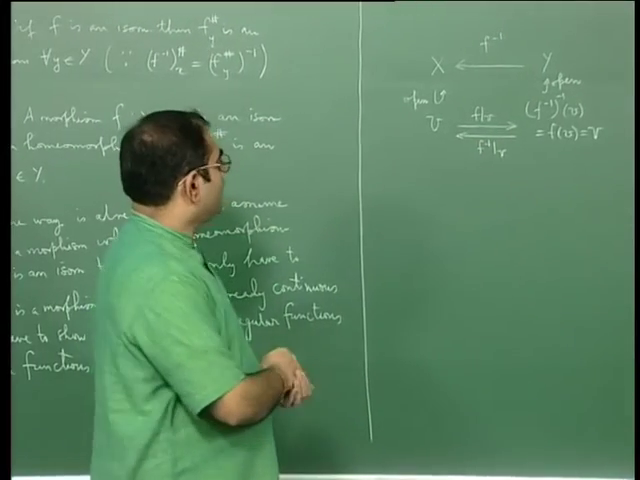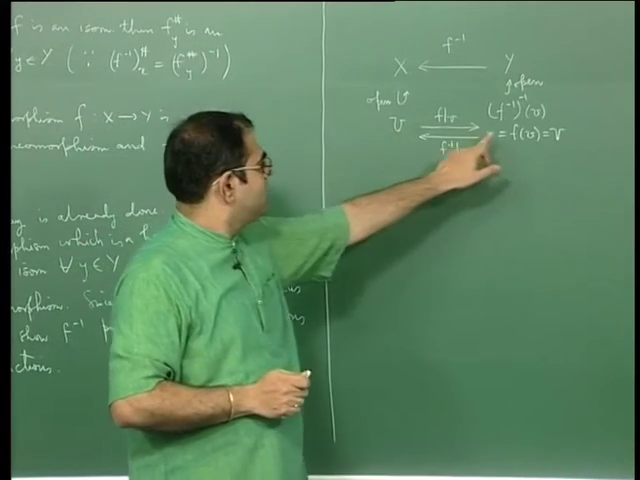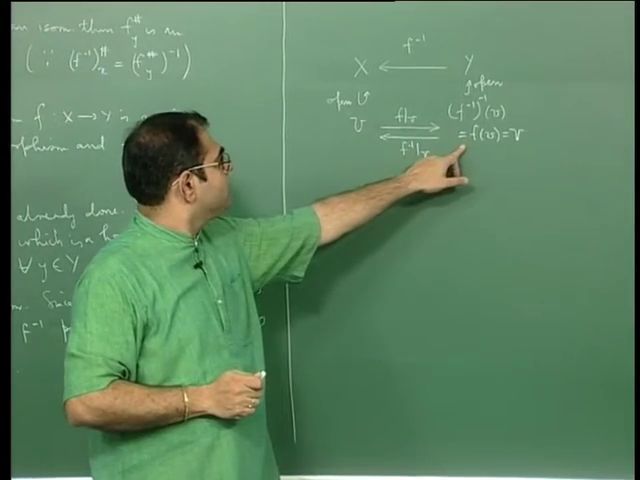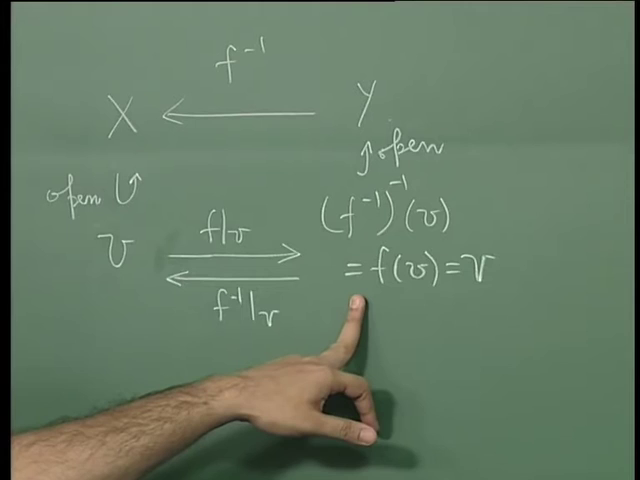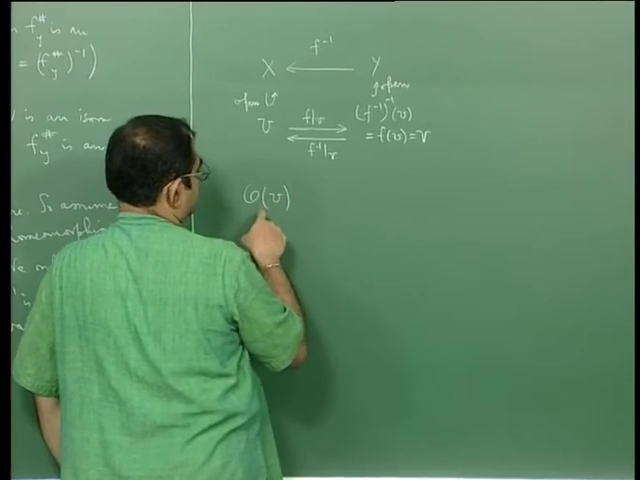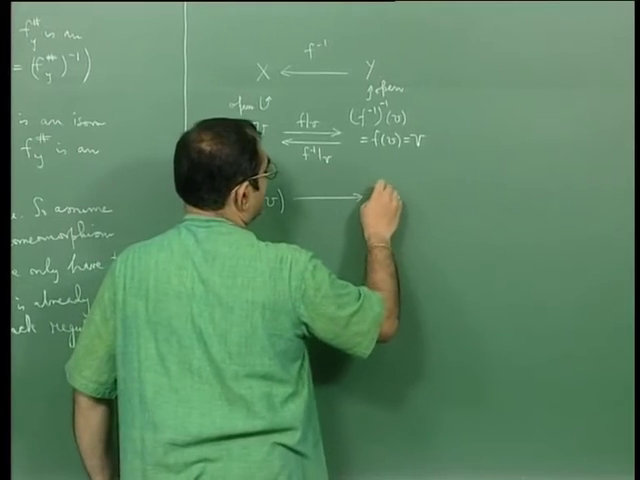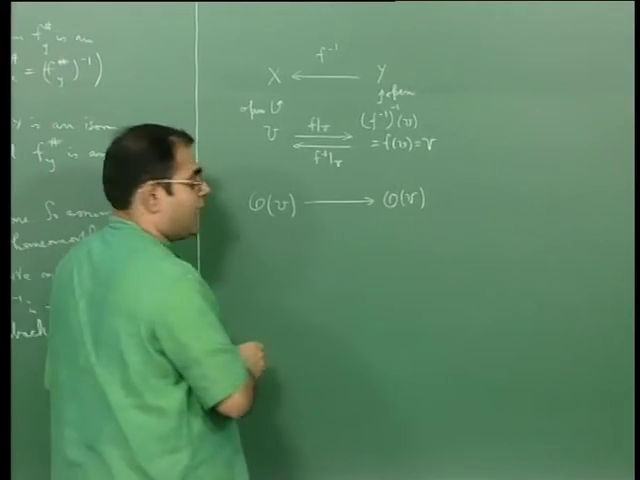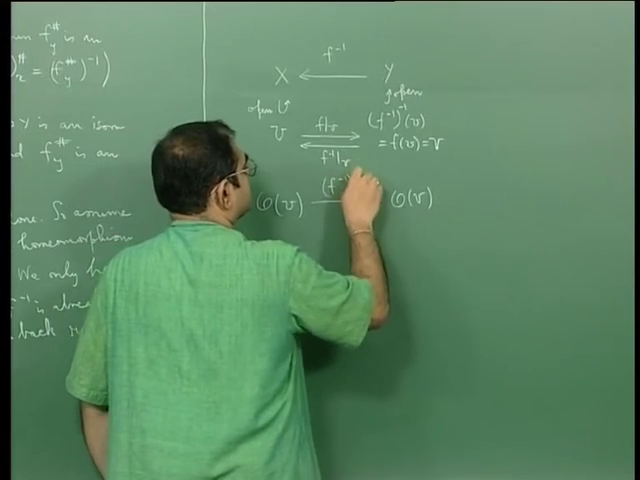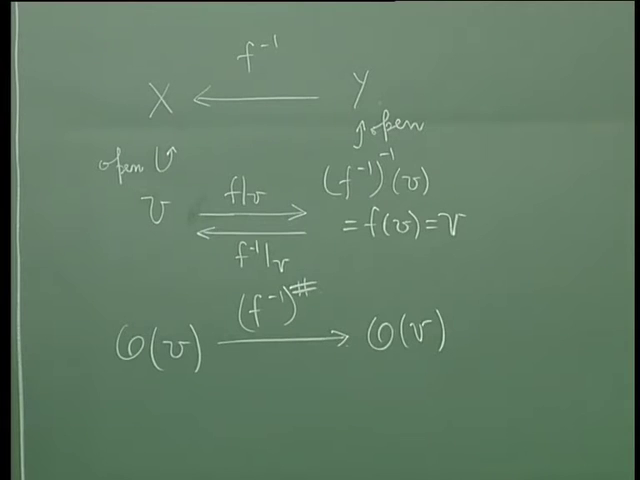Okay. I have this. What do I have to show? I have to show that, starting with a regular function here, F inverse pulls back a regular function to a regular function. So I'll have to look at O(U), which are the regular functions on U, and from here I'll get O(V), the regular functions on V, and this is F inverse hash. I have to check that this F inverse hash, which is pulling back regular functions by F inverse, lands into this, okay.